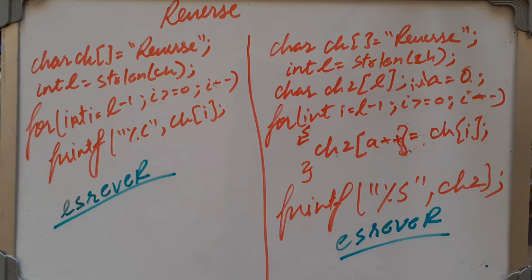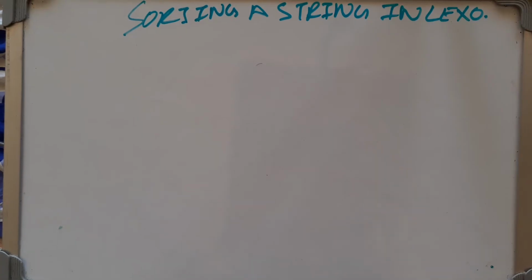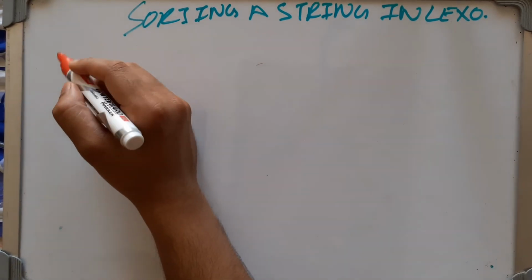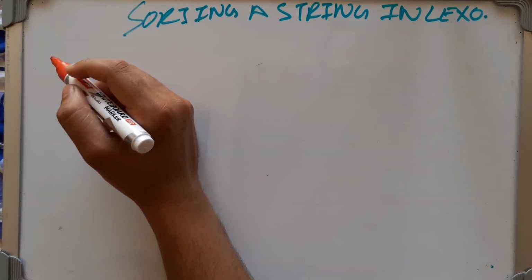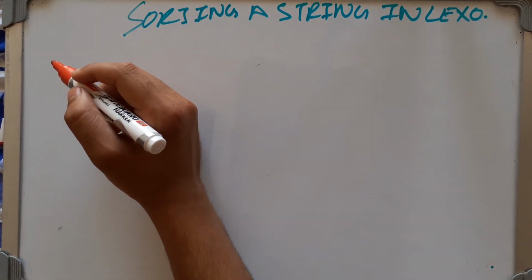Okay guys, what we are going to do now is sorting a string in lexicographic order. Okay, first you have to take input of a string. After taking input and after taking everything, now we have to perform a function. Suppose you are already having a string of some characters.